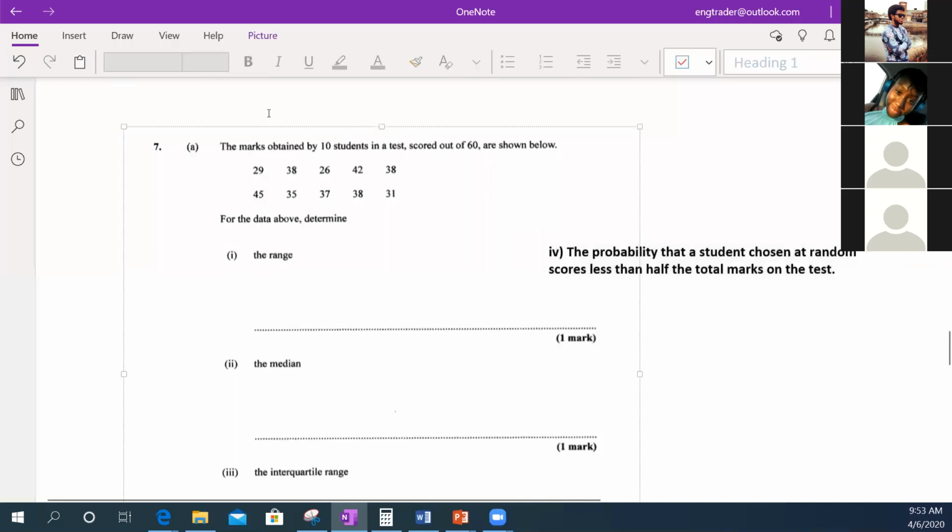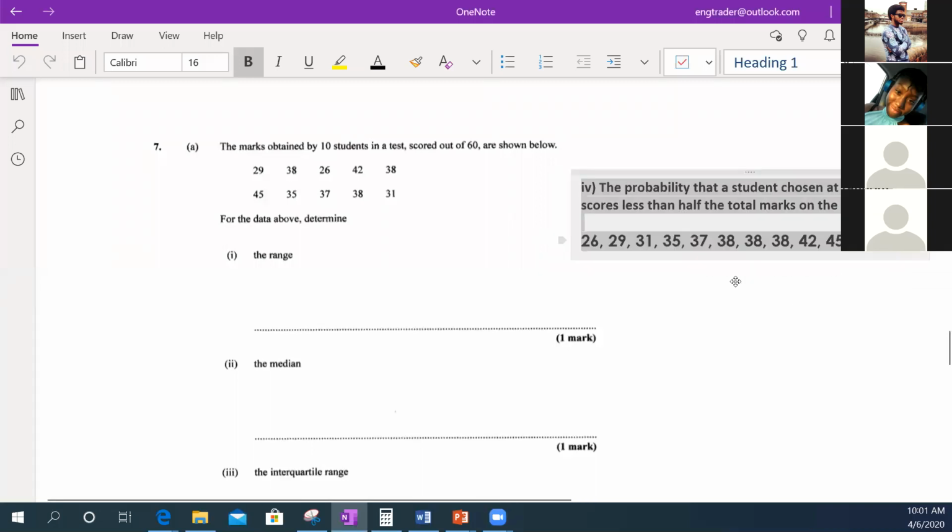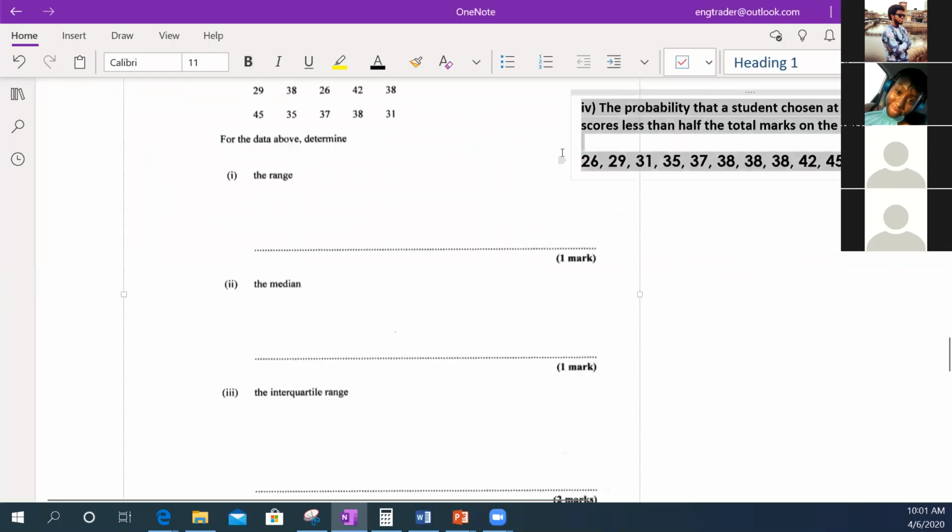So this here is, as I said, a past paper question. Let's look at what we have. We need to find a range, so we have to look at the highest and lowest value. I'll put these values over here so you can see. The highest value we have is 45, and the lowest value is 26.